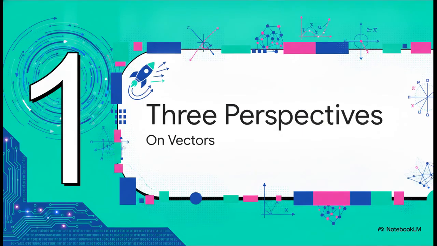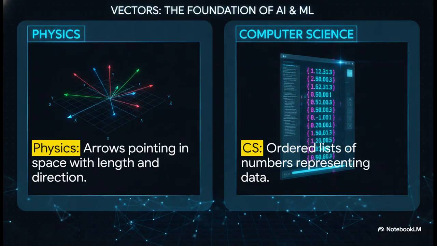Section 1. 3 Perspectives on Vectors. To really unpack this, we can look at a brilliant framework laid out by the mathematics channel 3Blue1Brown. They break vectors down into distinct but deeply related perspectives. So look at the physics perspective on the left. Physics students view vectors as literal physical arrows pointing in space. What defines a given vector in that world is strictly its length and the direction it's pointing. You can pick that arrow up, move it anywhere in space, and boom, it's still the exact same vector.